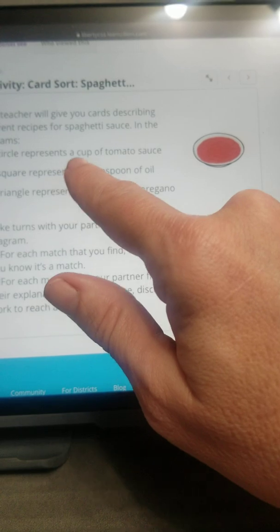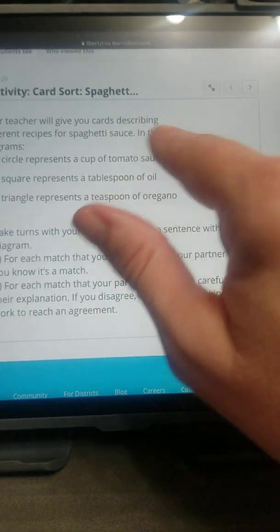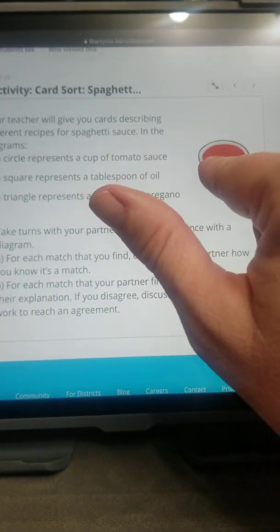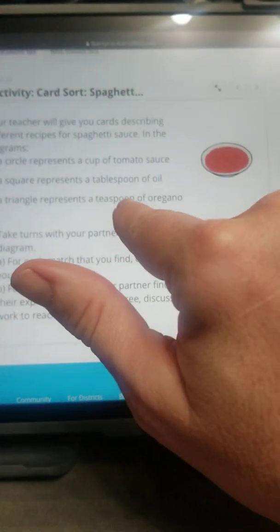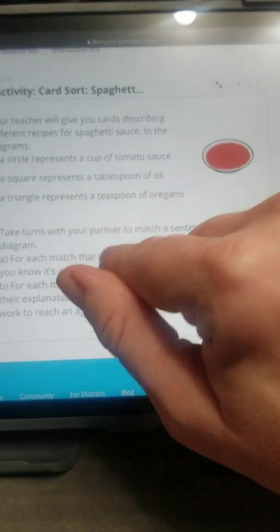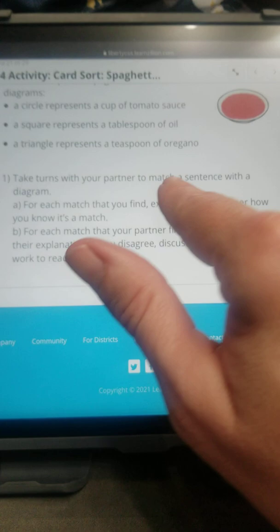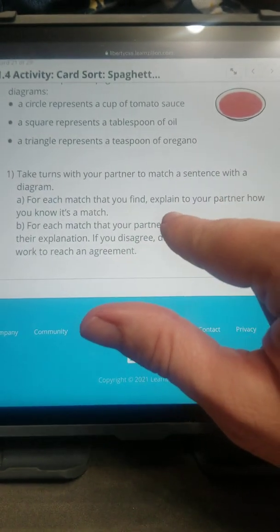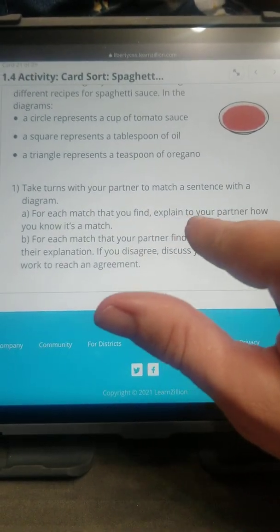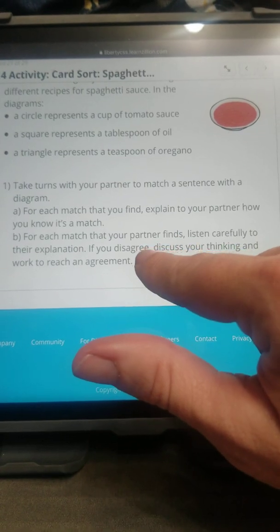In the diagram, a circle represents a cup of tomato sauce. A square represents a tablespoon of oil. A triangle represents a tablespoon of oregano. Yum, yum. Take turns to match sentences to the diagram. For each match that you find, explain how your partner and you know it's a match.